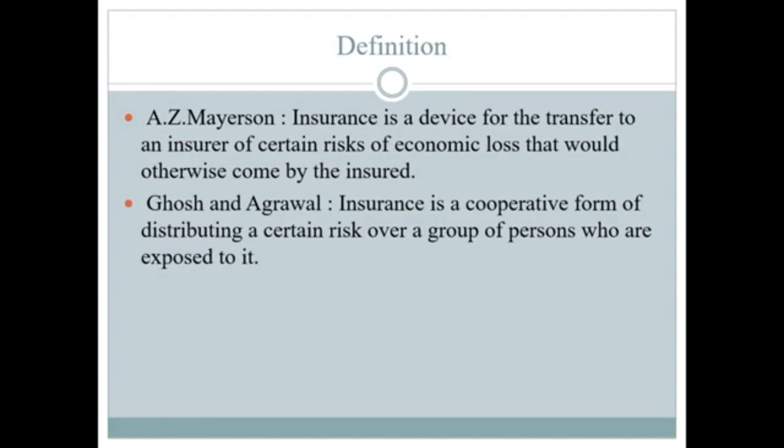Insurance is a cooperative form of distributing a certain risk over a group of persons who are exposed to it. Okay, so whenever we consider insurance, what is insurance? Insurance is a device through which the risk is transferred to the company. Risk is transferred to the company for which you pay a sum or amount. And in future, if due to some of the risk or due to some of the perils, your property is damaged, then the insurance company readily compensates.